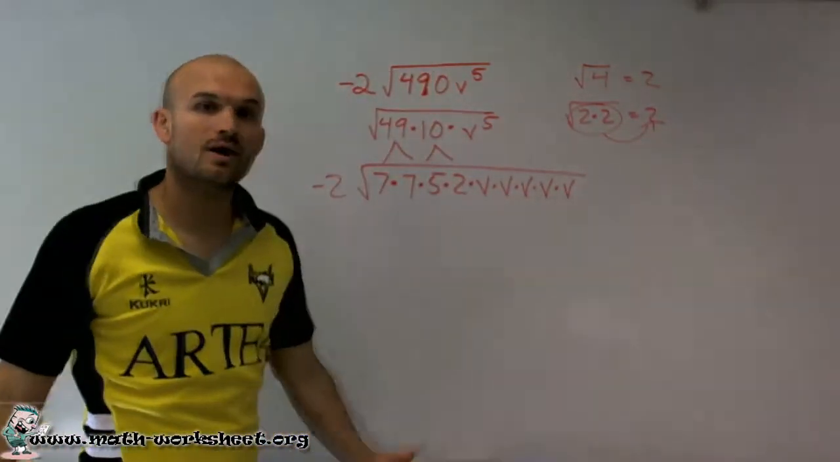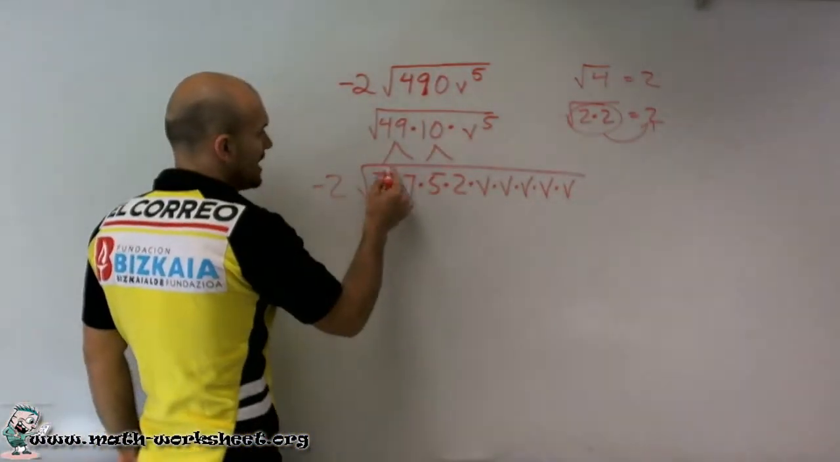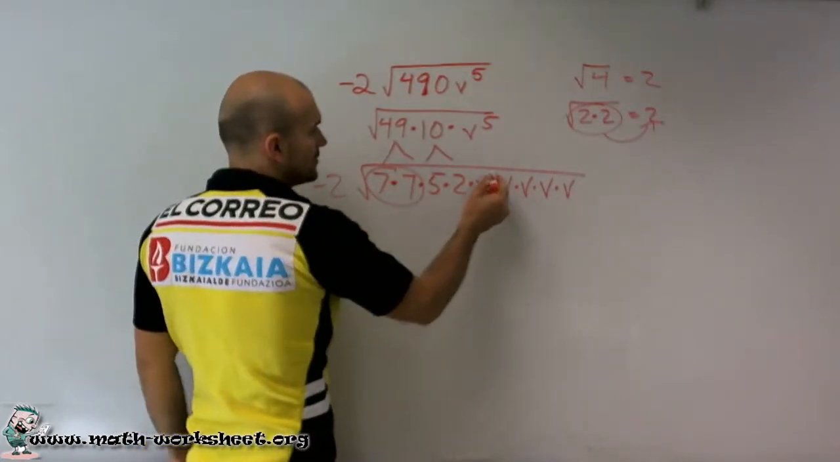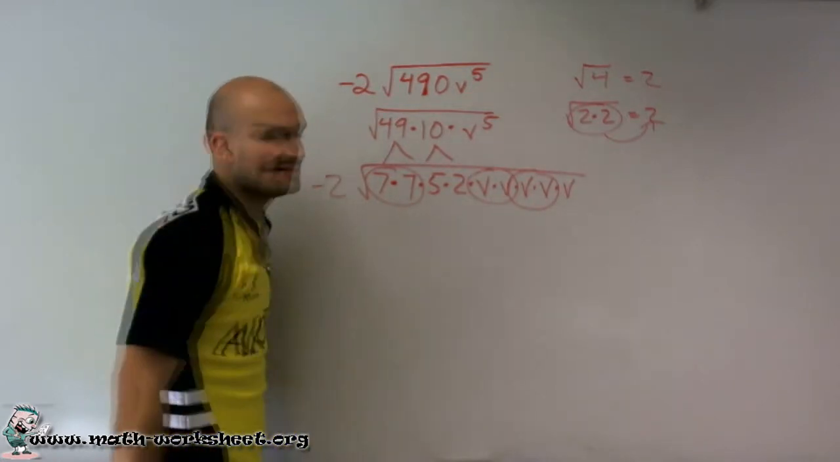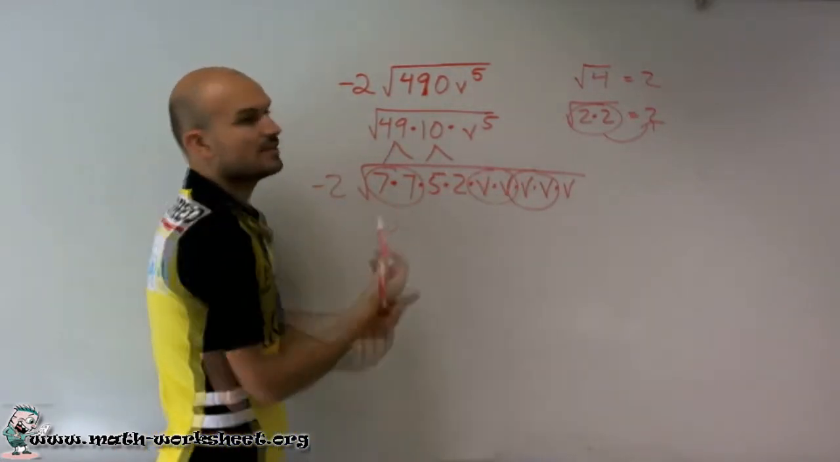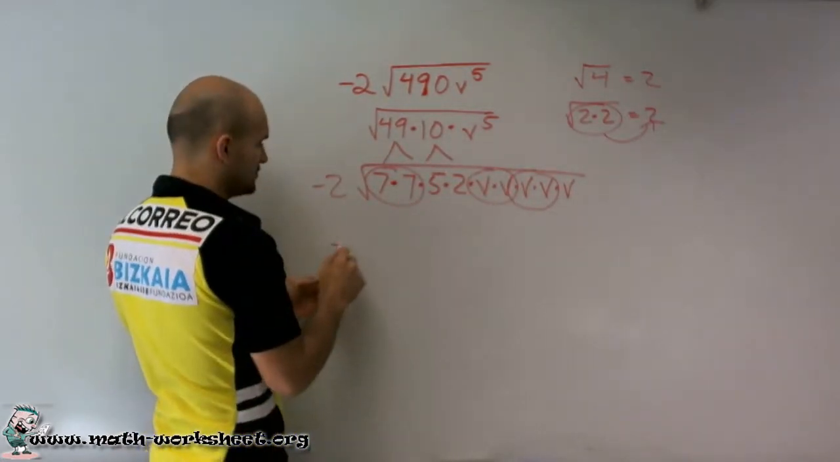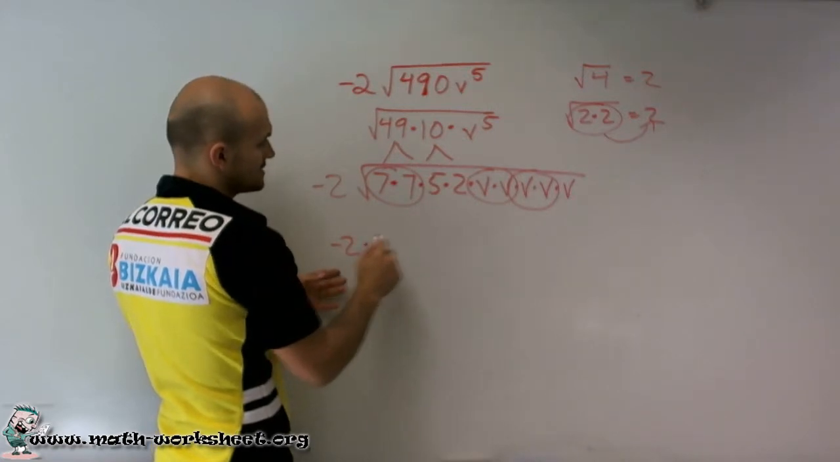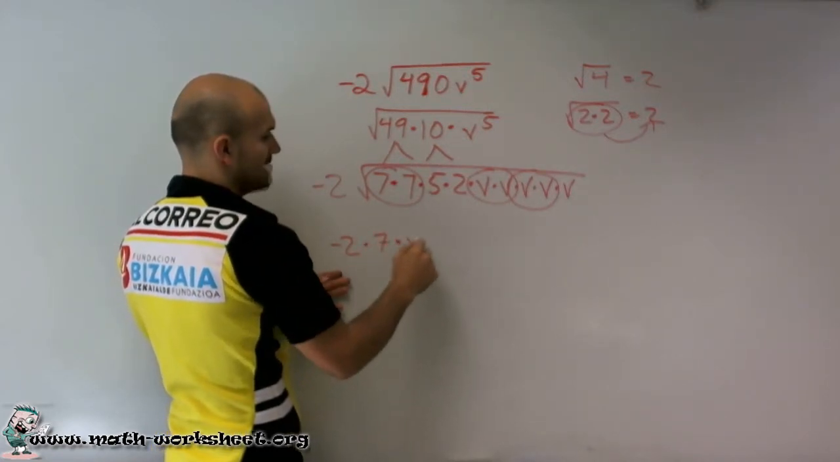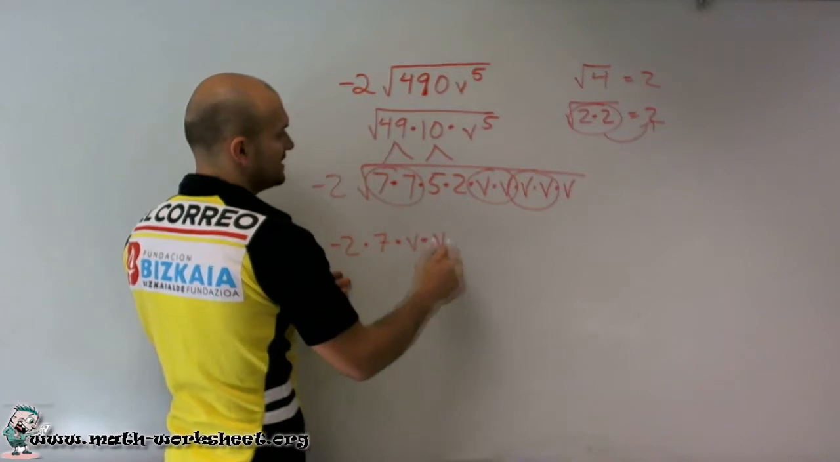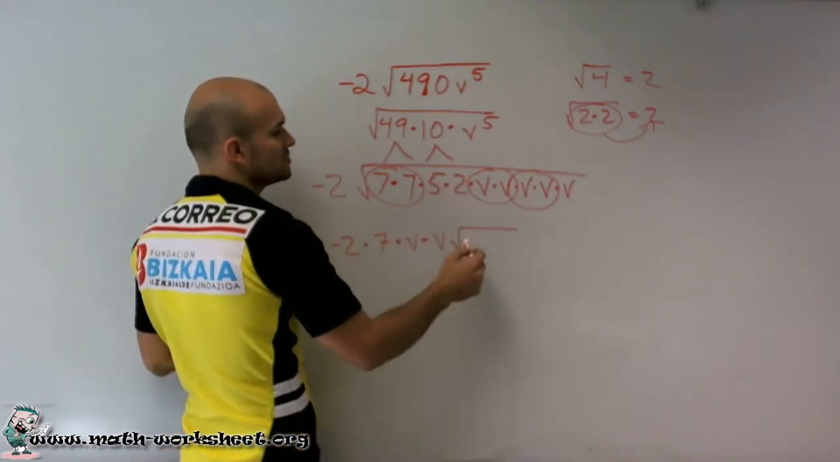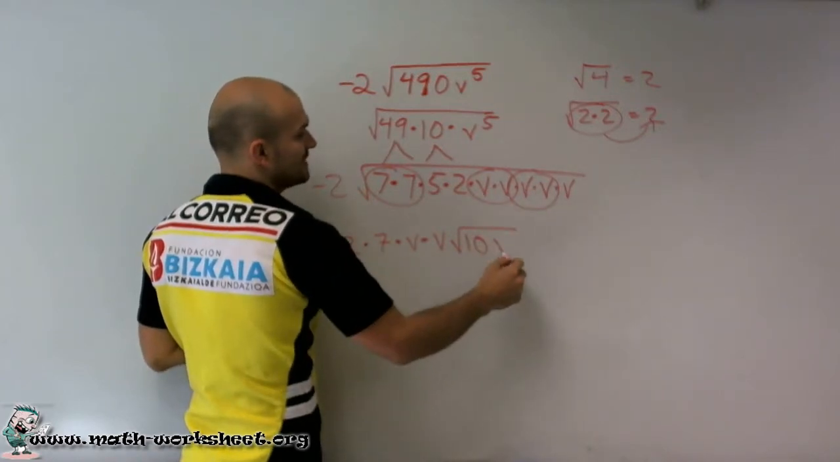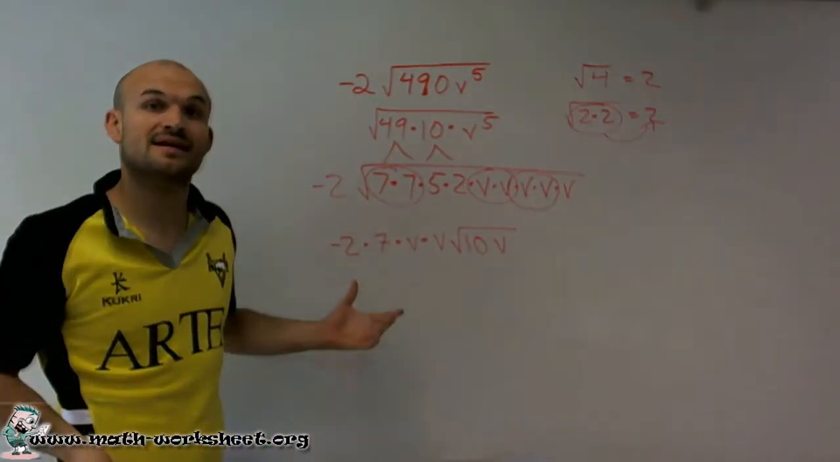So what numbers can I pull out? Well, I have 7 times 7, a pair of v times v, and another pair of v times v. So I can take these numbers outside of my radical. So I have negative 2 times 7 times v times v times what's left over inside, 5 times 2, which is 10, times v.